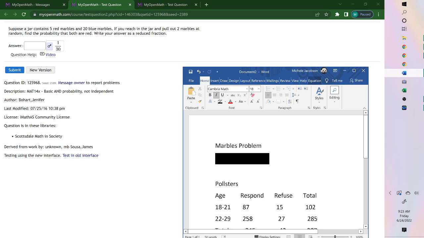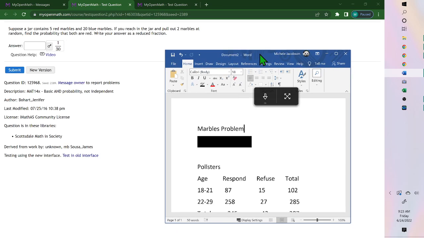Okay, so for this problem, suppose a jar contains five red marbles and 20 blue marbles. If you reach in the jar and pull out 2 marbles at random, find the probability that both are red. And so you're pulling 2 at random, which means you're not replacing, which changes the number of marbles. But we wanted the probability both are red.